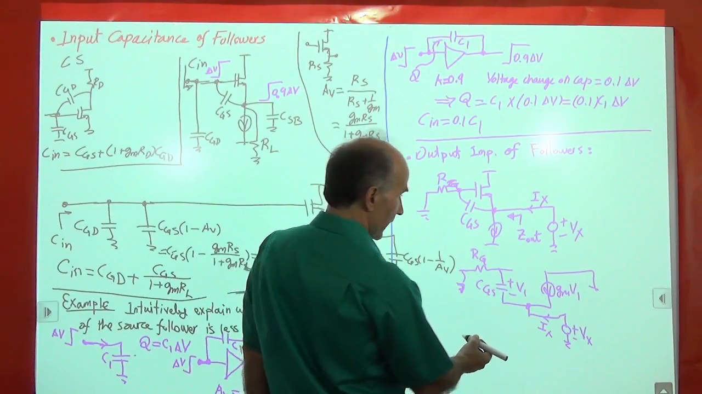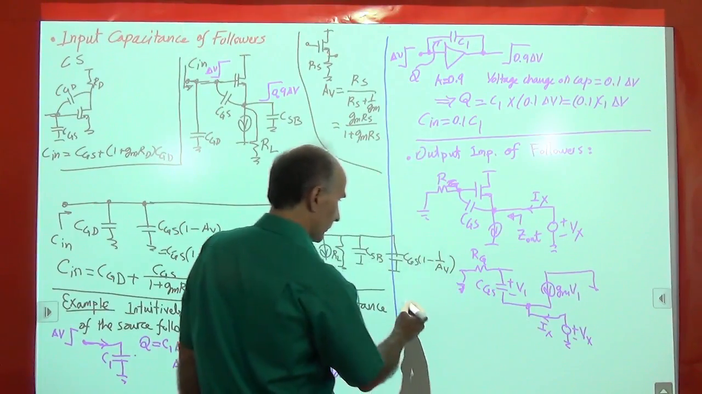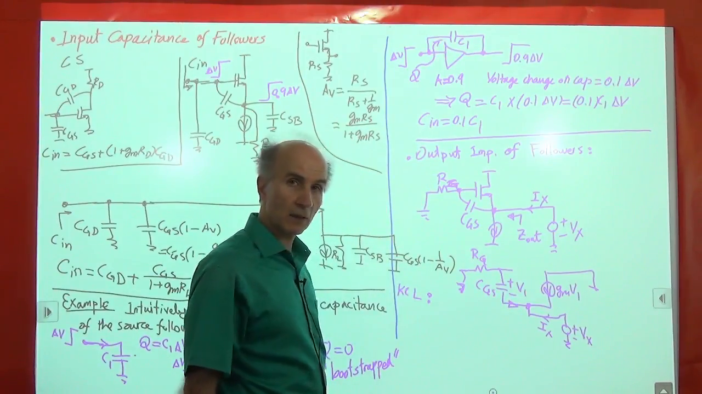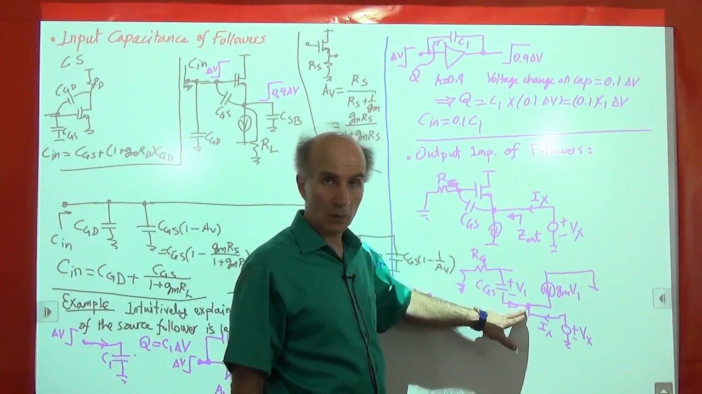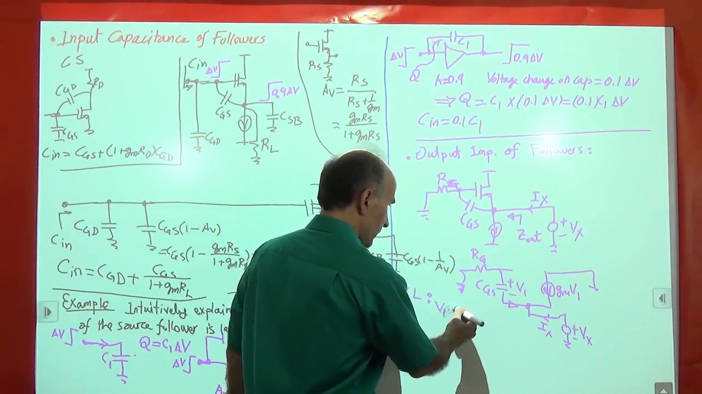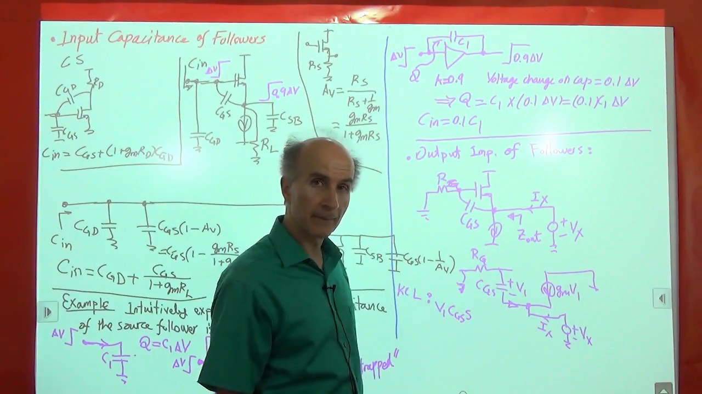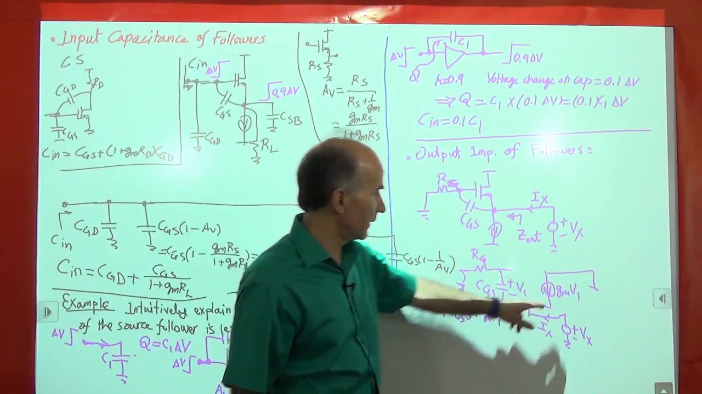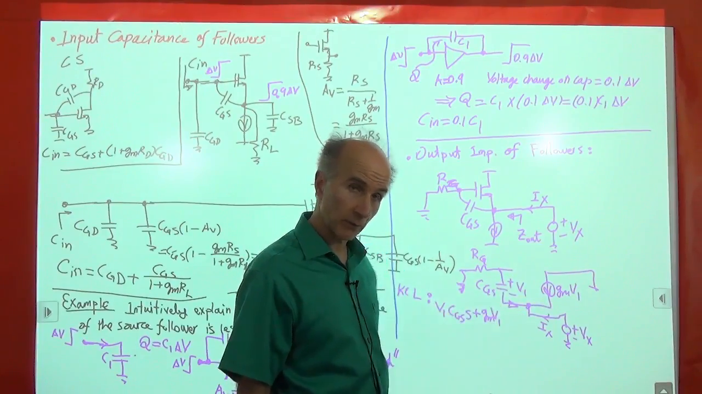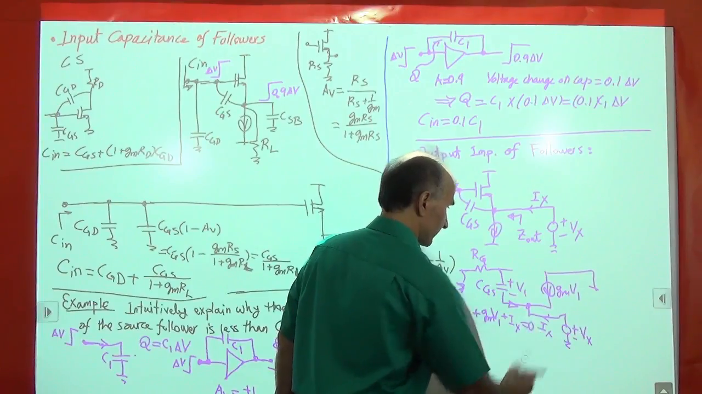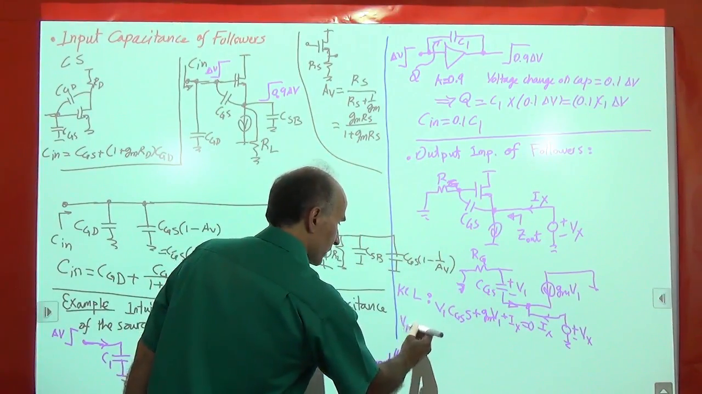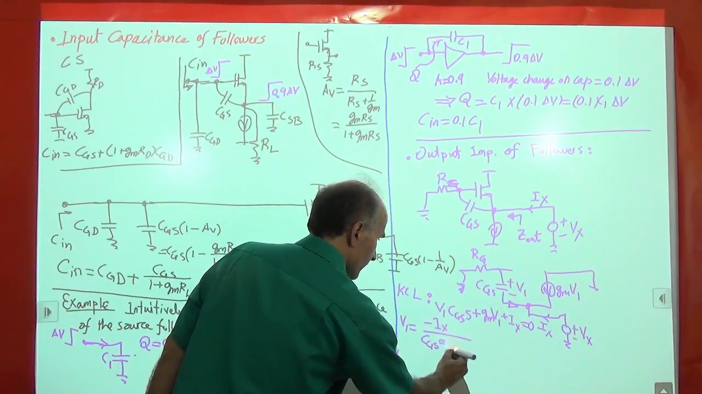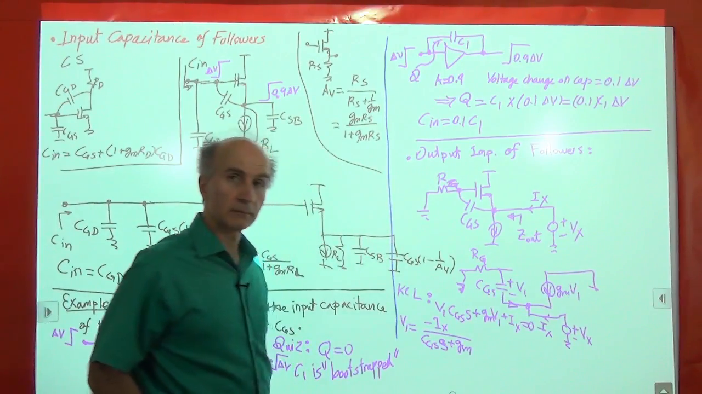All right, so what can I write? Well, let's suppose that we write, for example, a KCL at the output node. How much is this current flowing through CGS downward? Well, it's the voltage over the impedance, so that would be V1 CGS s. And then this current flowing downward is gm V1. And these two currents plus Ix should be zero, right? They all flow into the node. So that readily tells me that V1 is equal to minus Ix divided by (CGS s plus gm). Okay, so we found V1.